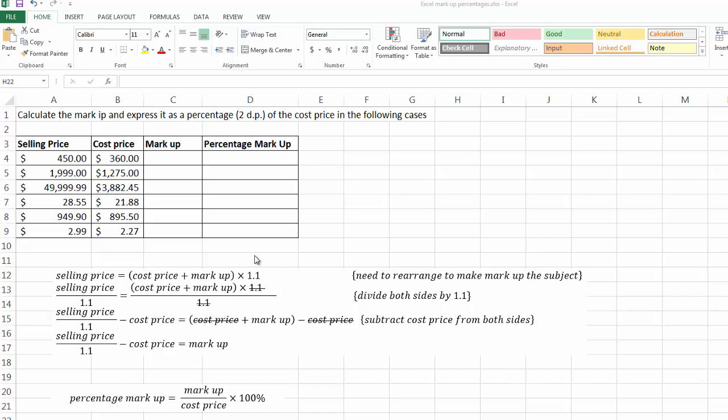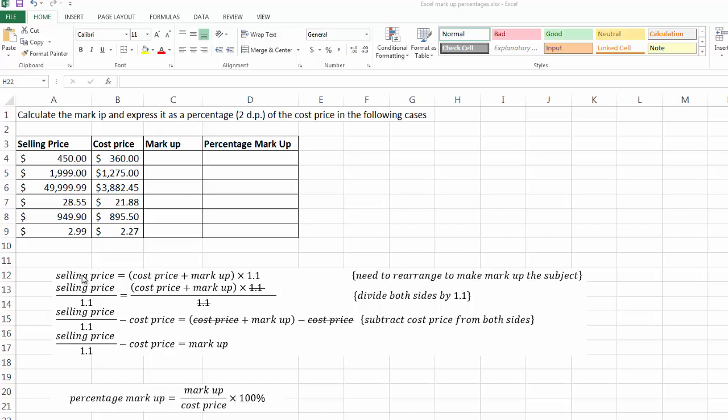I'm going to show you how to use Excel to calculate markup and percentage markup. So I've got here a column of selling prices, a column of cost prices, and I've made a column for the markup and a column for the percentage markup. You can see here that I've rearranged a formula to work out markup.